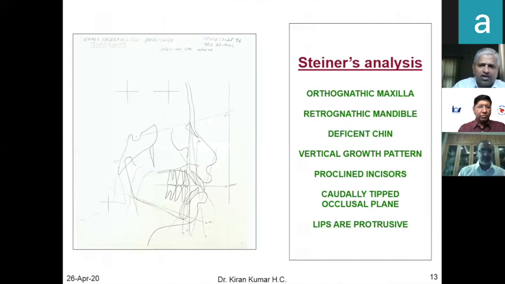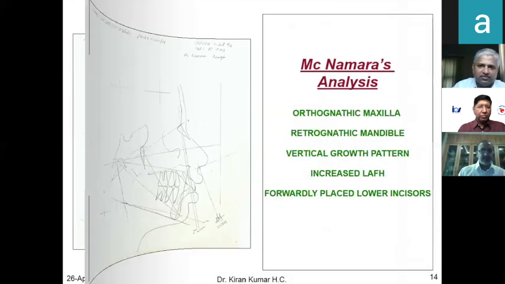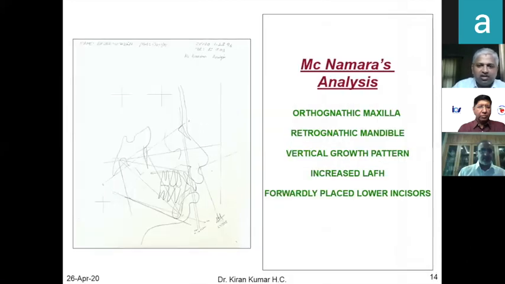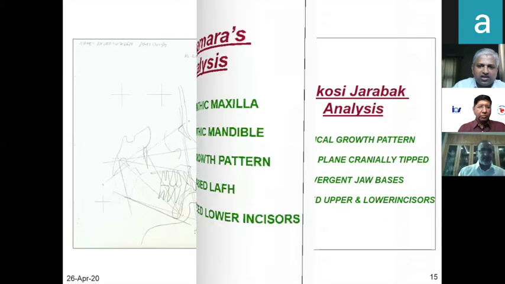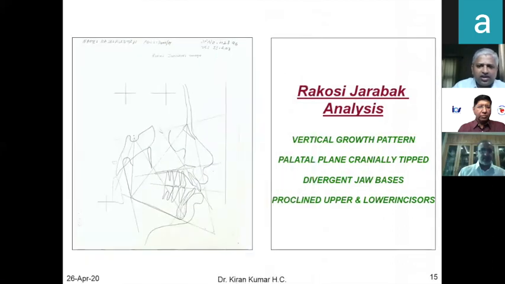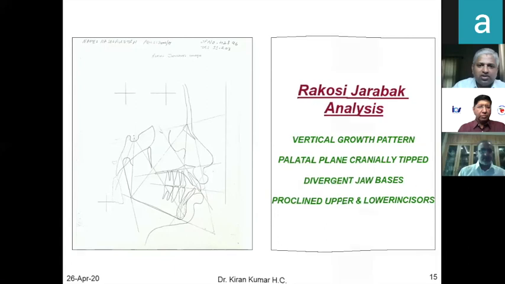Analysis indicates a maxilla with a retrognathic mandible, deficient chin, vertical growth pattern, proclined upper and lower incisors, caudally tipped occlusal plane, lips retrusive. McNamara analysis also reveals orthognathic maxilla, retrognathic mandible, vertical growth pattern, increased lower anterior facial height, forwardly placed lower incisors. Pancherz analysis reveals a vertical growth pattern, palatally caudally tipped, divergent jaw bases, proclined upper and lower incisors.